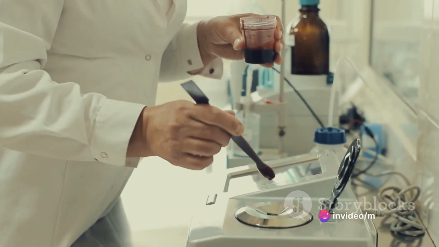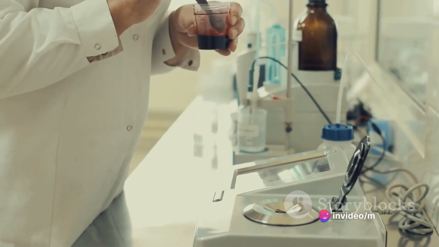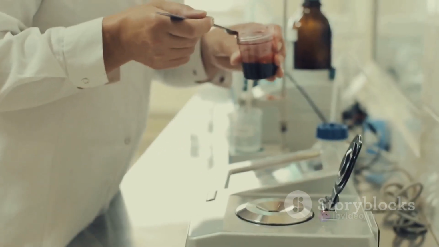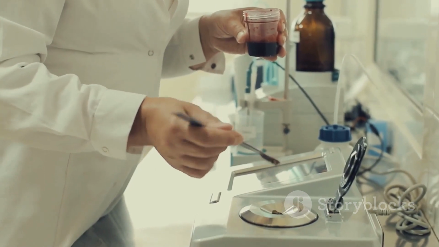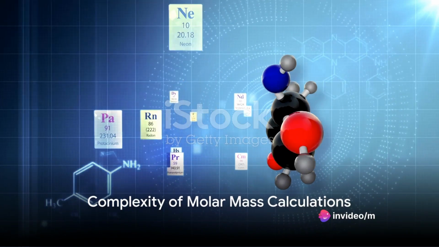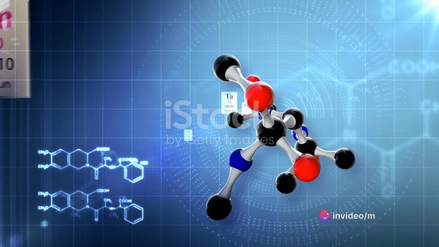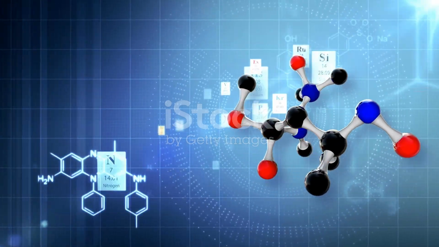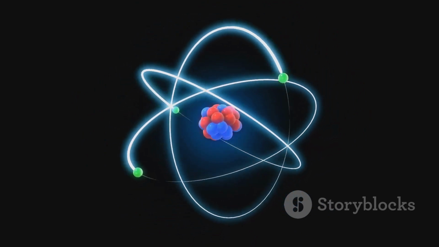For example, a chemist might need to know how many grams of sugar are needed to prepare a specific volume of a solution. By calculating the molar mass of sugar, they can determine the exact amount needed for the experiment. While the basic concept involves adding atomic masses, molar mass calculations can become more complex for molecules containing isotopes or ionic compounds. However, the core principle remains the same.